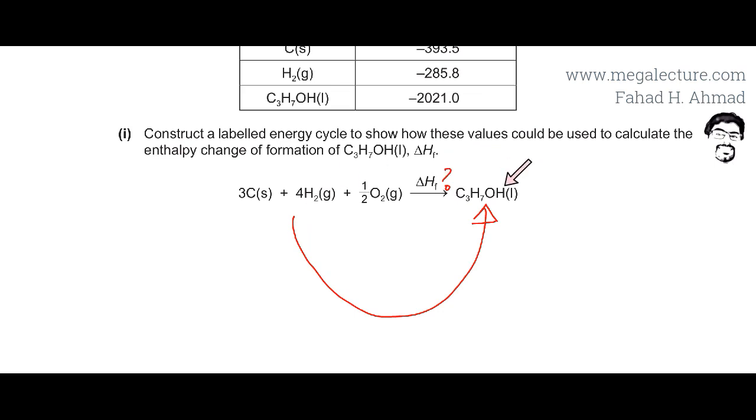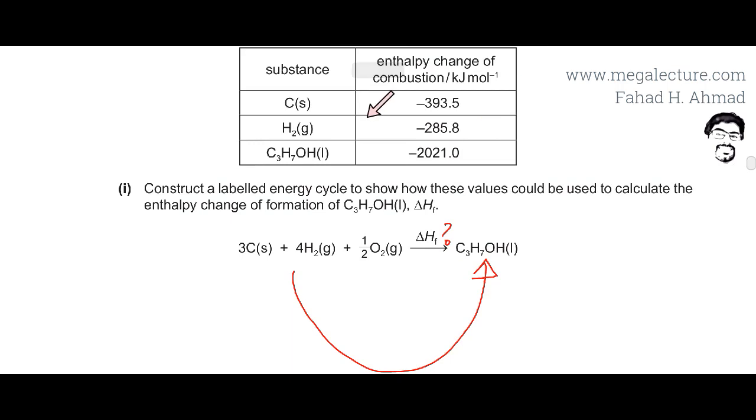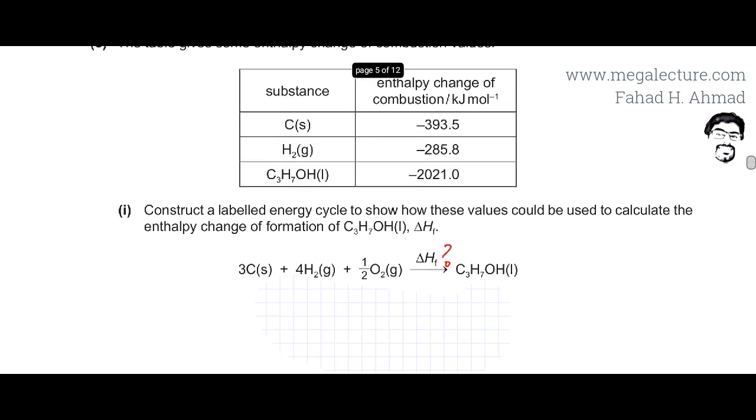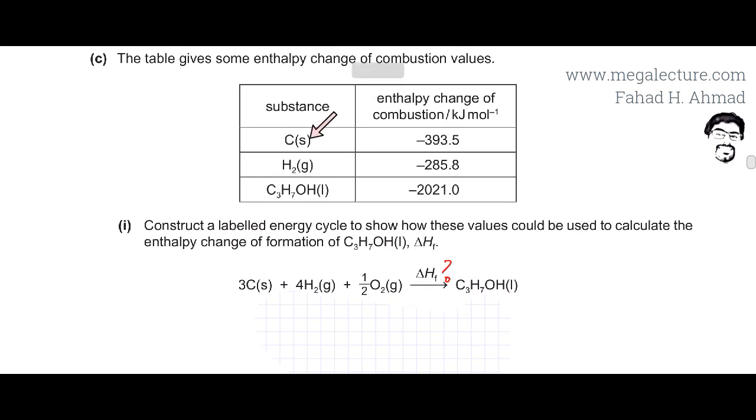We use that path to measure the enthalpy change for this reaction. That is what Hess's law is: one path has the same energy change as the other path, as long as the starting point and the end point are the same. So we need to create another path using the information provided over here and figure out the enthalpy change for the following reaction. So let's go back, and now I'm going to start constructing the cycle. Let's look at the first one.